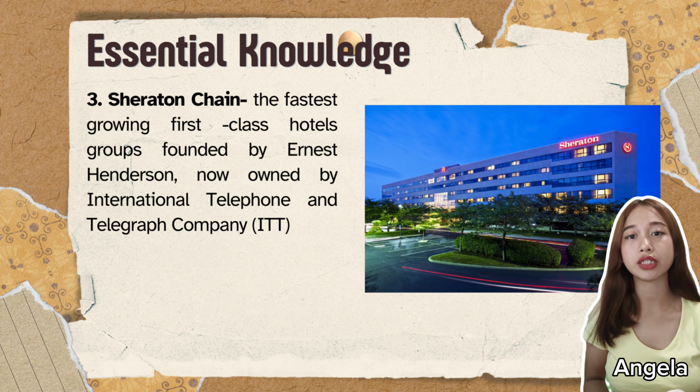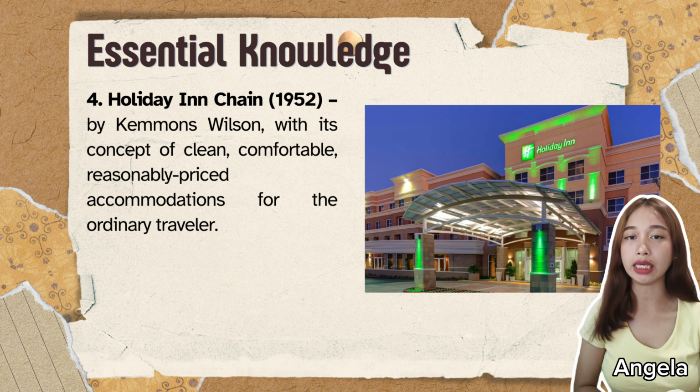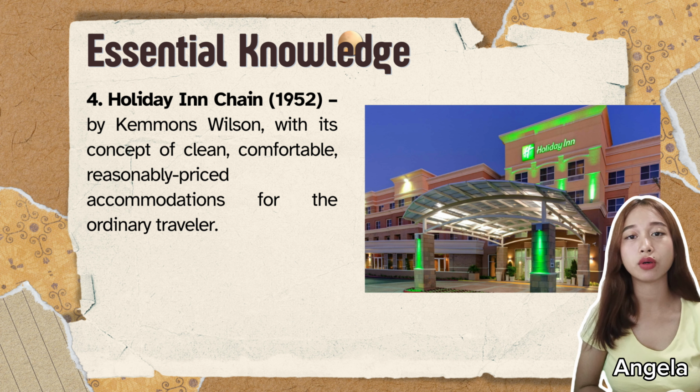Next is Sheraton chain. Sheraton is one of the largest international hotel chains. It was founded in 1937. Next is Holiday Inn chain. Holiday Inn is an American chain of hotels based in Atlanta, Georgia, and a brand of IHG Hotels and Resorts. The chain was founded in 1952 by Kemmons Wilson. And lastly, Sun Vacation.